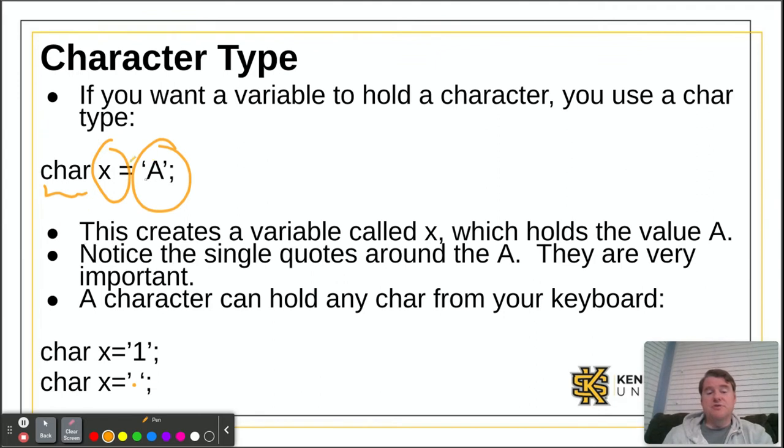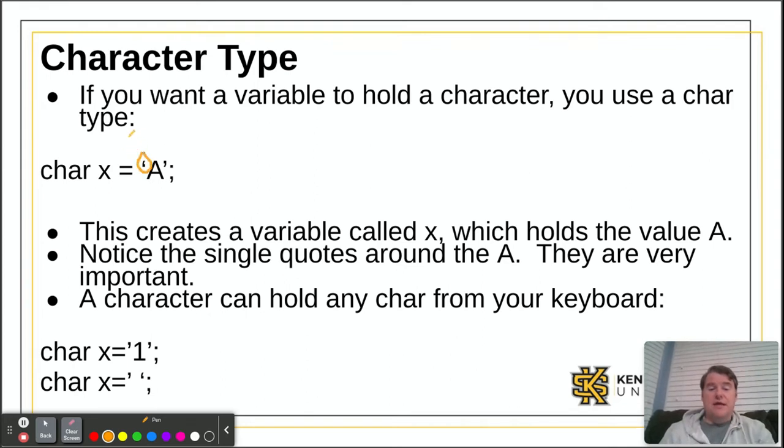Now there's a couple of things to notice about the value that you're assigning. The first is that it will always have single quotes around it. Remember earlier when we were looking at the print line statement, we were using double quotes, and I mentioned that that was a string. Double quotes imply string, single quotes imply characters. So if you're dealing with a character, it has to be a single quote. You can't use double quotes or it won't work. And as I mentioned, you can hold any character from the keyboard. That would be a space right here when there is nothing in between the single quotes.